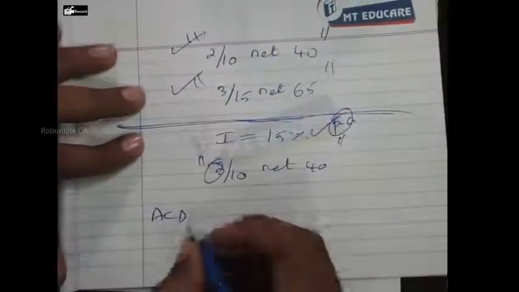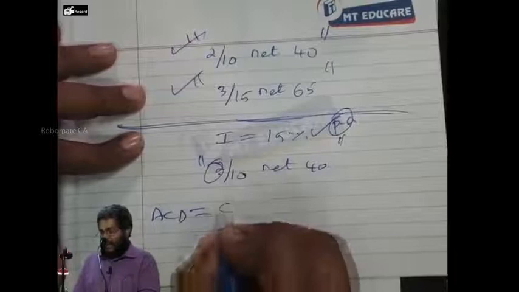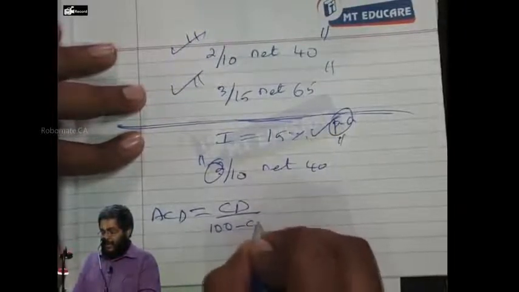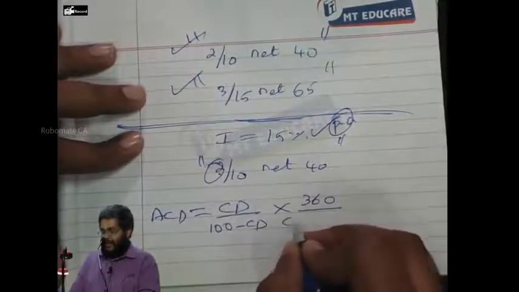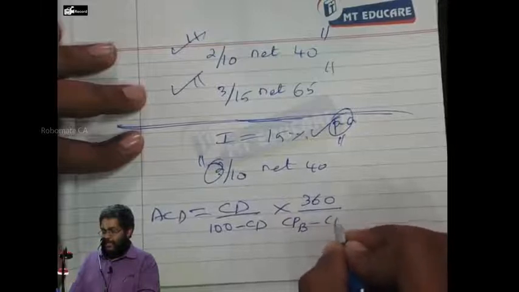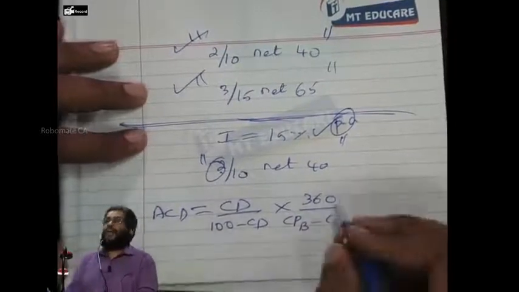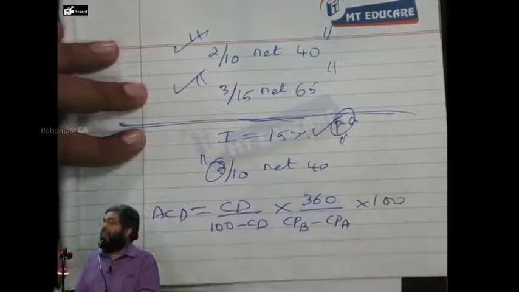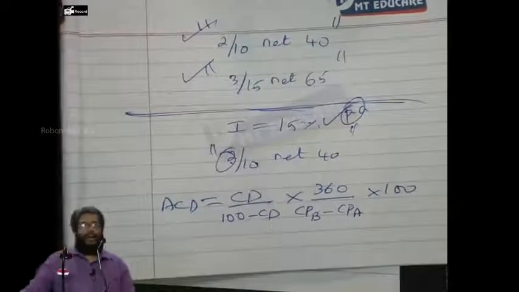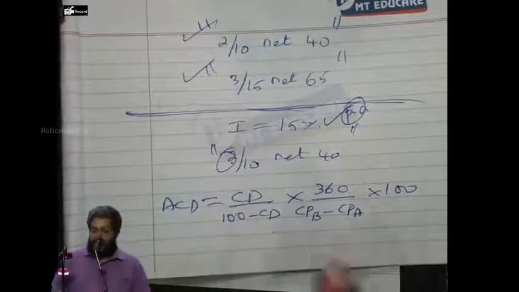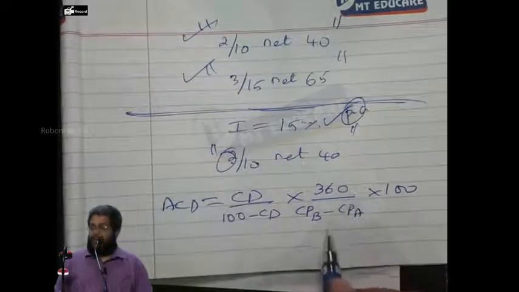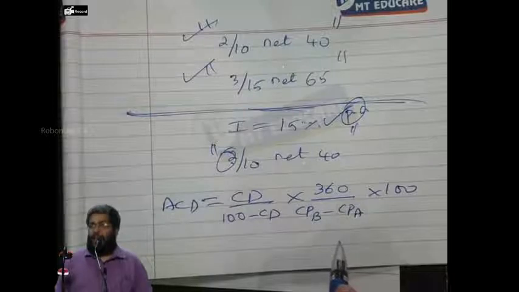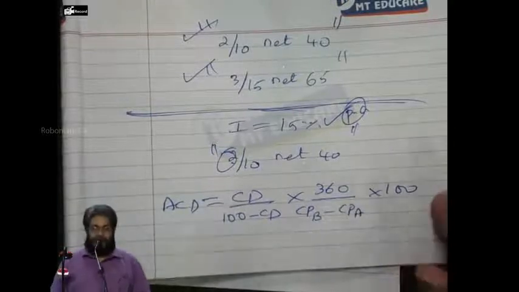I'll write ACD here. ACD means annualized cash discount. ACD is equal to cash discount divided by 100 minus cash discount, into 360 divided by credit period before discount minus credit period after discount. And if you want a percentage, multiply by 100. Now, by heart, what is the annualized cash discount formula? Cash discount divided by 100 minus cash discount, into 360 divided by credit period before discount minus credit period after discount, multiplied by 100.